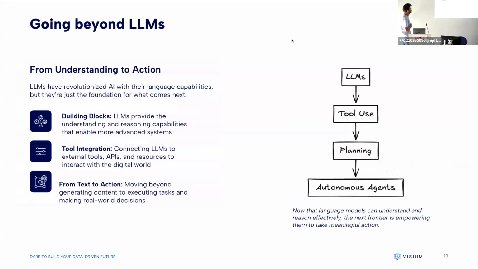Okay, so these LLMs have revolutionized AI thanks to their language capabilities, but this is just the foundation. Today we're also going to present what comes next. Thanks to this understanding and reasoning capability, we can also teach these models to interact with external tools such as APIs, and then they will be able to make interactions and connections with the digital world, going from generating text content to executing tasks and actions. And here is the schema that we will follow today. First we have the LLMs, and then we power them up, giving them tools and a system to make planning possible.